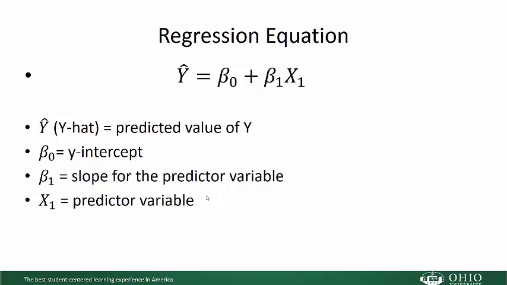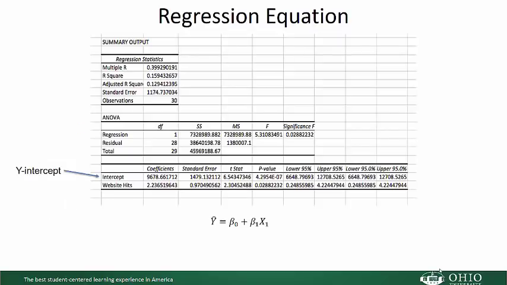First, I'll show you how to determine the equation from the output. Then I'll discuss what the y-intercept and the slope mean. Here's where the y-intercept is. So the value for the y-intercept is 9,678. Here's the predictor variable. Again, our predictor variable is website hits, and the slope is 2.24.